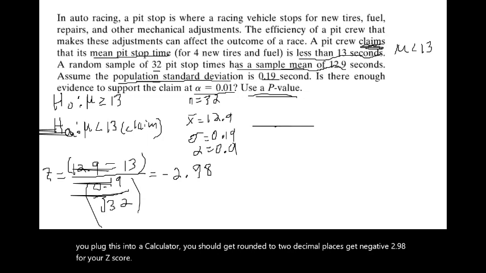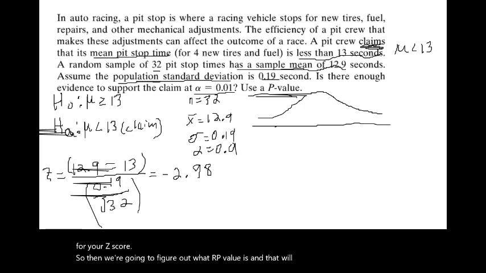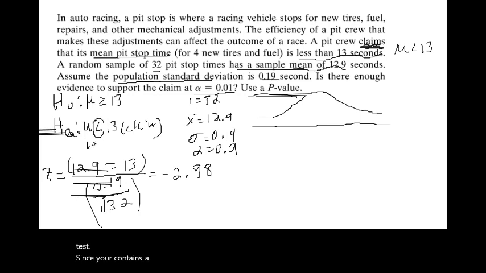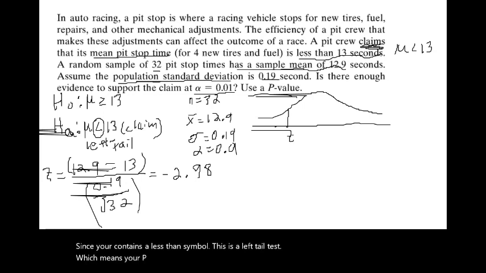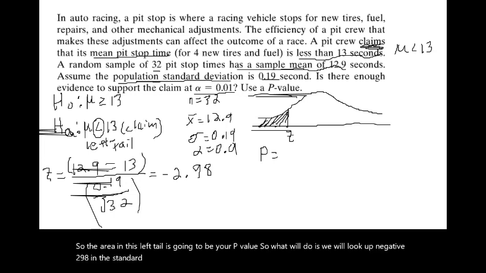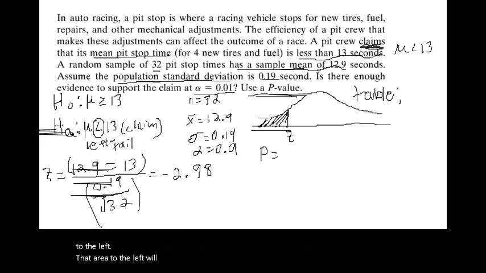So then we're going to figure out what our p-value is, and that will depend on the type of test. Since your HA contains a less than symbol, this is a left tail test, which means your p-value is going to be the area to the left of your test stat z. So the area in this left tail is going to be your p-value. So what we'll do is look up negative 2.98 in the standard normal table. And since the standard normal table always gives us the area to the left, that area to the left will be your p-value because this is a left tail test.